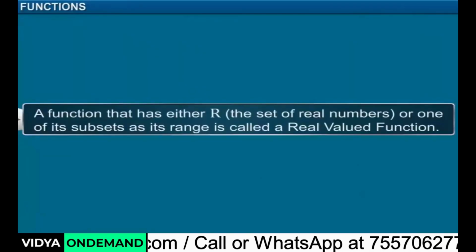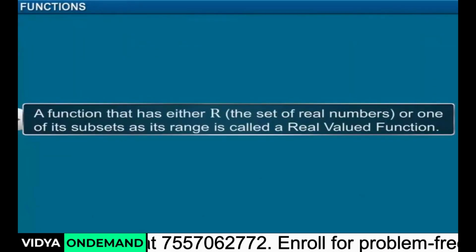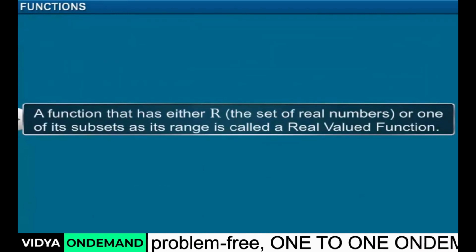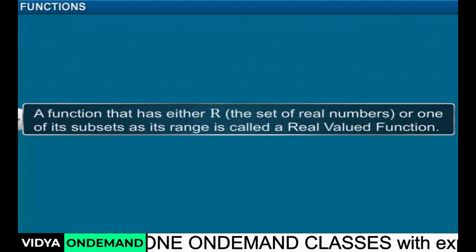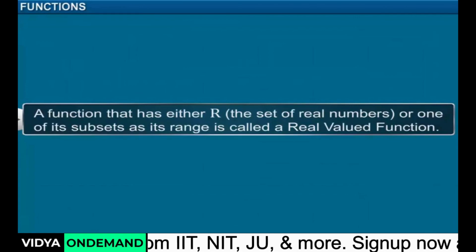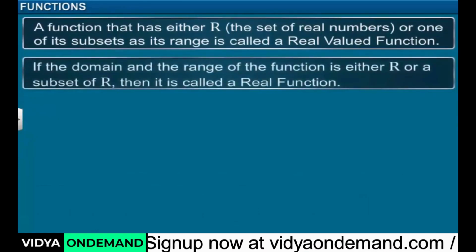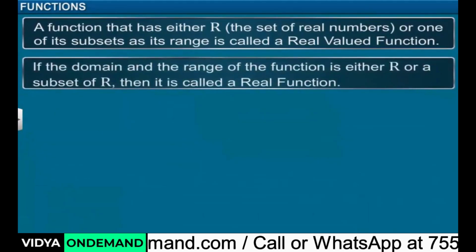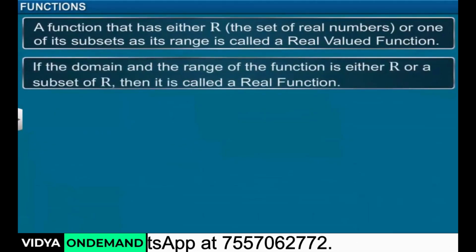A function that has either the set of real numbers or one of its subsets as its range is called a real-valued function. Further, if the domain of the function is also either the set of real numbers or a subset of R, it is called a real function.